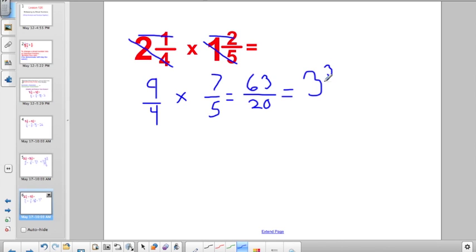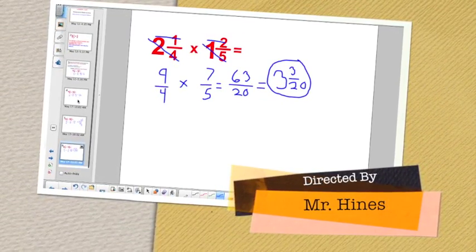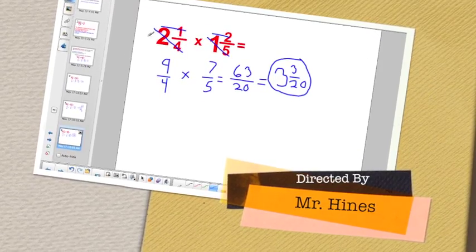You could set it up in a divide box and work it all out if you wanted, but I'm hoping you have the skills at this time to do it mentally. So 2 1/4 times 1 2/5 equals 3 3/20. You're definitely going to want a piece of scratch paper for the Socrative quiz, and good luck.